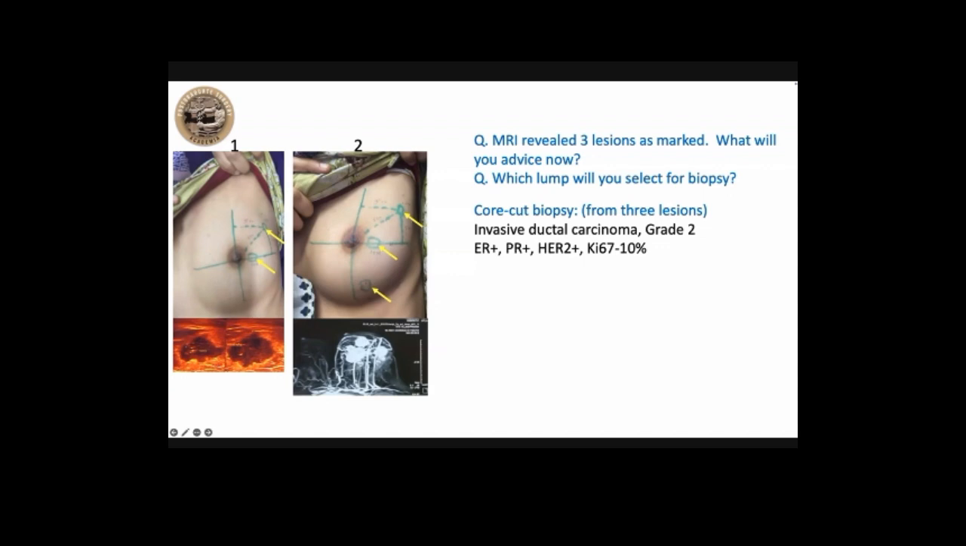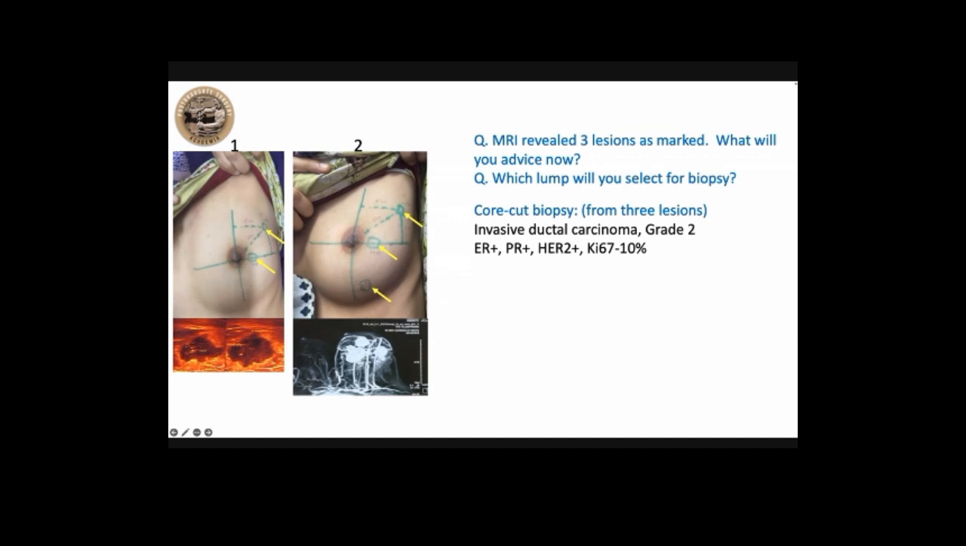Sure, as this patient is ER and HER2 positive, after consulting with the multidisciplinary team, I would like to proceed with neoadjuvant chemotherapy, where I would go for HER2 targeted therapy. And as this patient's mother had a history of breast cancer at the age of 45, I would also like to go for genetic screening for this patient.